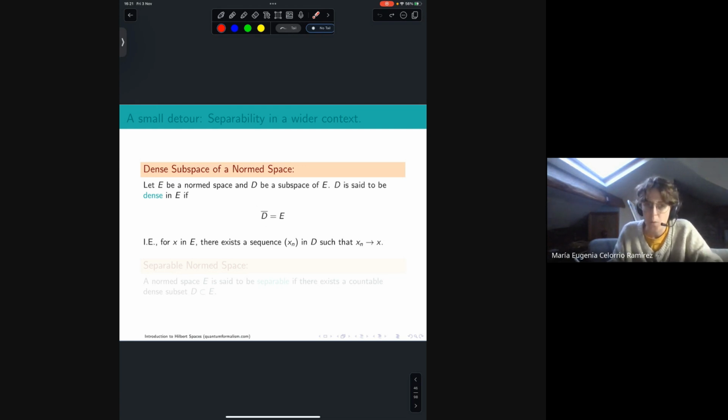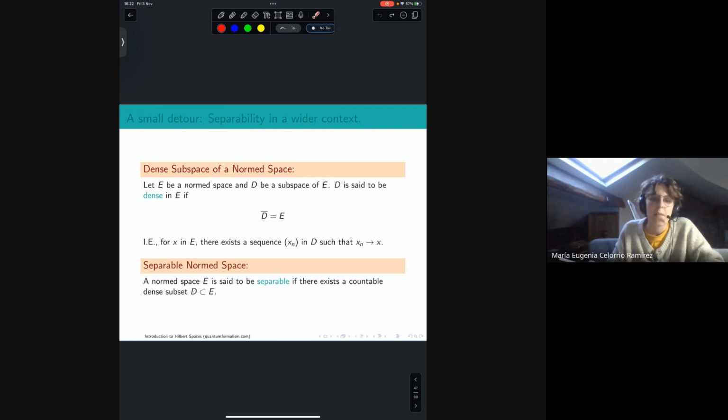For example, we know that the rational numbers are dense in the real numbers. So whatever real number we choose, we can find a sequence of rational numbers that converges to that real number. However, the natural numbers are not dense in the real numbers. We cannot approximate pi by just a sequence of natural numbers 1, 2, 3, 4, 5. We cannot put them in any order and obtain pi.